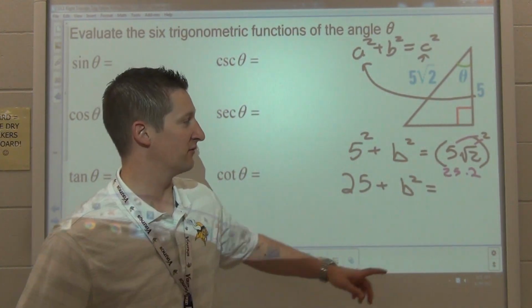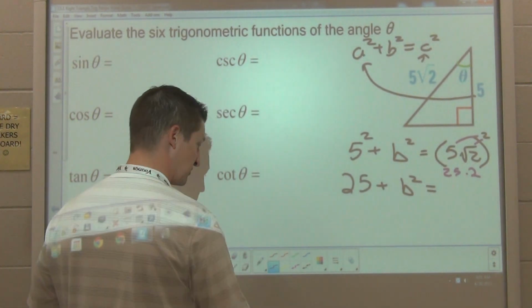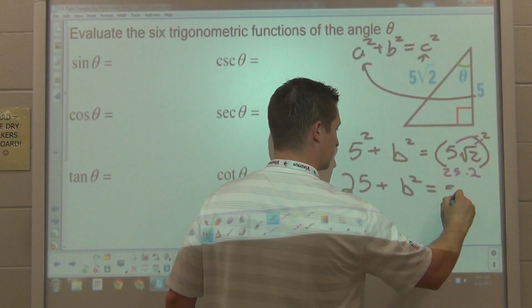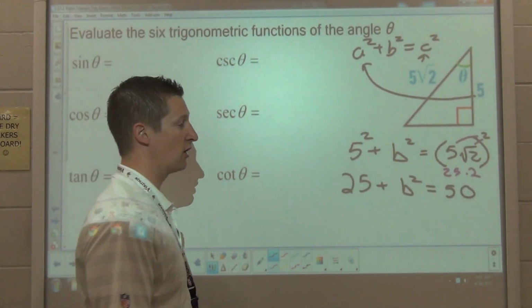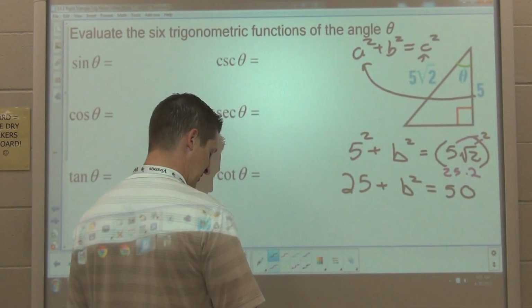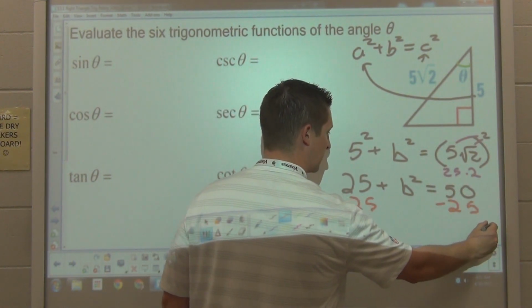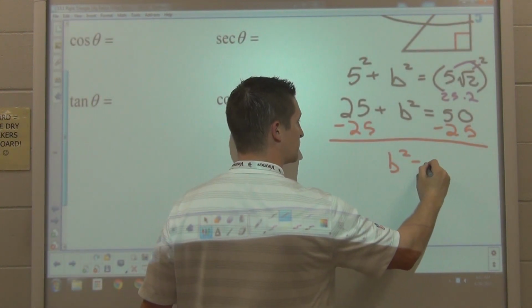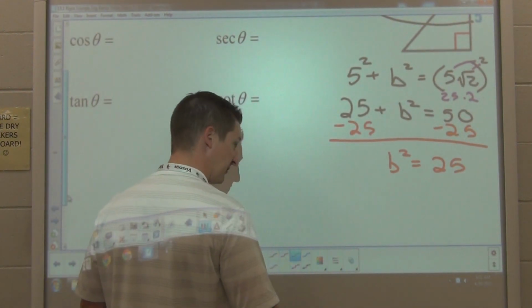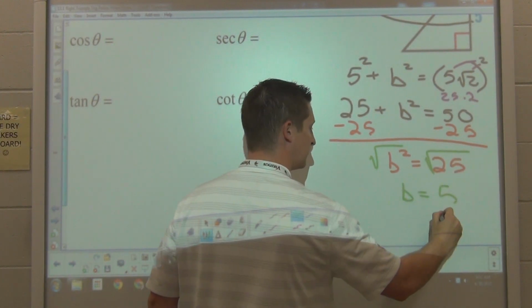So now, instead of 5 times the square root of 2 squared, I have 25 times 2. 25 times 2, well, that's 50. Now I continue to solve for b squared. Well, in this case, I'm going to subtract 25 from both sides, trying to get the variable by itself. b squared will thus equal 25. And now I'll take the square root of both sides and say that b is equal to 5.